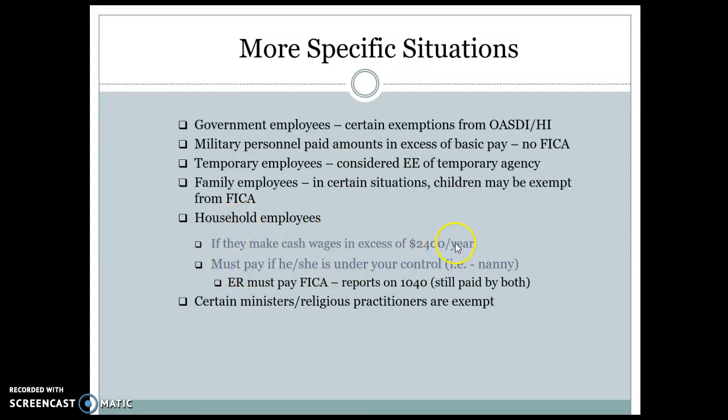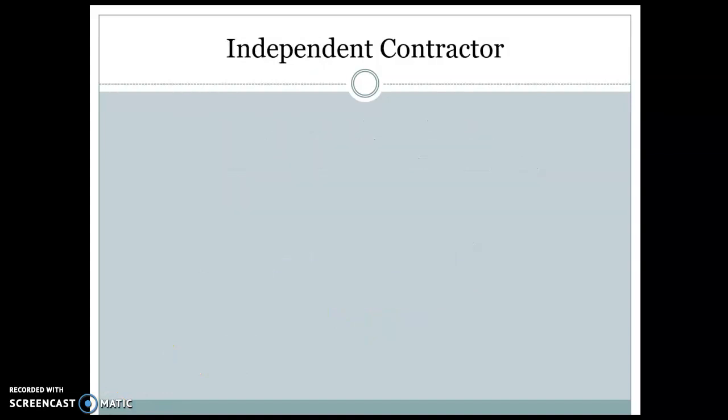So if the household pays that nanny or that maid at least $2,400 a year, and that nanny or maid is under the control of whichever house they're working in, then they're an employee as far as taxes need to be dealt with. Okay, the employer has to pay their share of FICA, but they can report it on the 1040. There are certain ministers and religious practitioners that are exempt from the whole payroll tax thing.